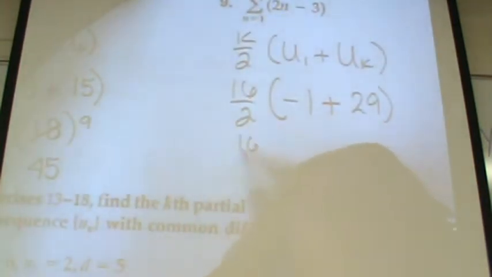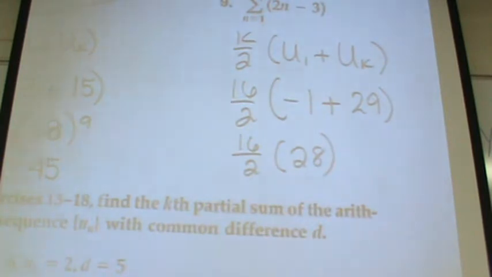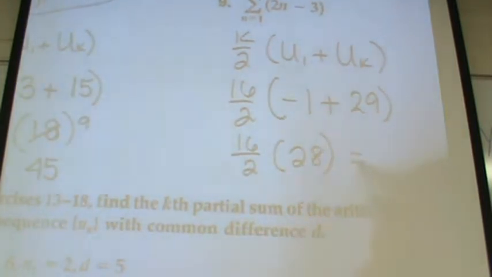So what is 16 over 2? It's 8, and negative 1 plus 29 is 28. And this answer is 224.